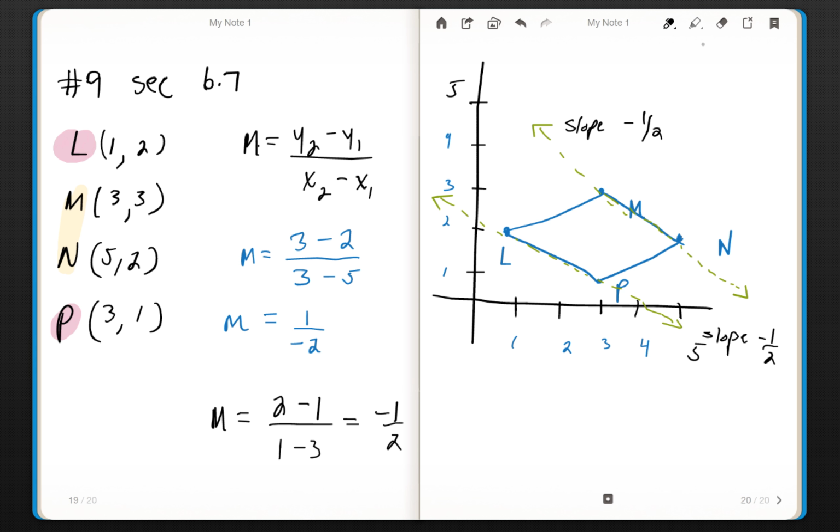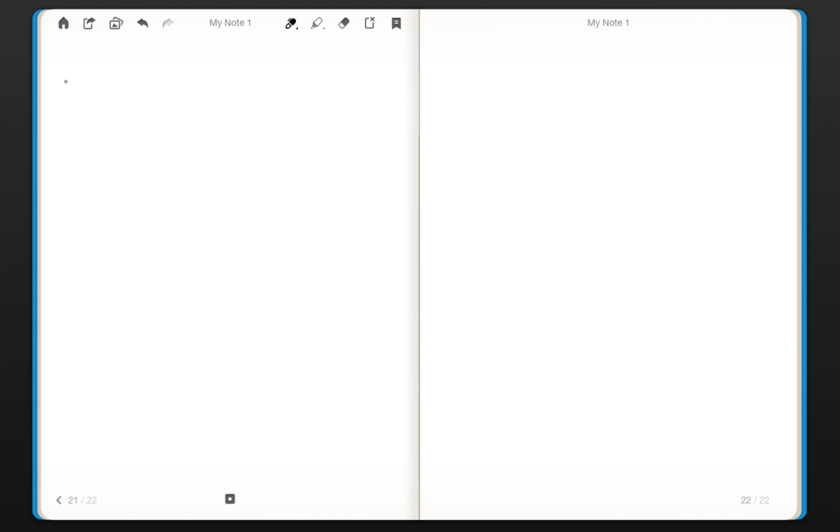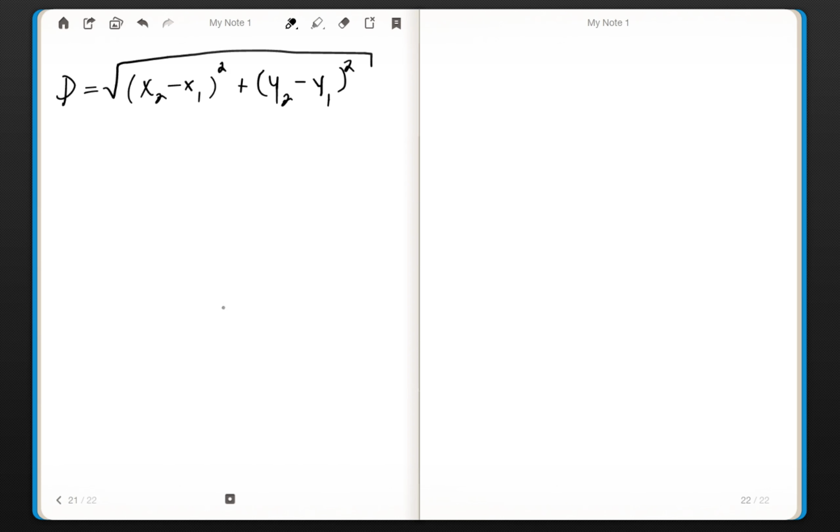That means these two sides are parallel. Now the distances LP and MN, we're going to have to determine using the distance formula. So for LP, we're going to use the distance formula. I'm kind of running out of space here. This is a pretty involved problem. So let's recall the distance formula really quickly. The distance is going to be the difference in the x's, quantity squared, plus the difference in the y's, quantity squared. And then we have to take the square root of all that mess. Boom, right there.